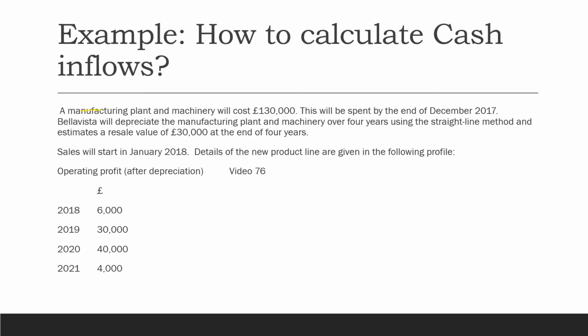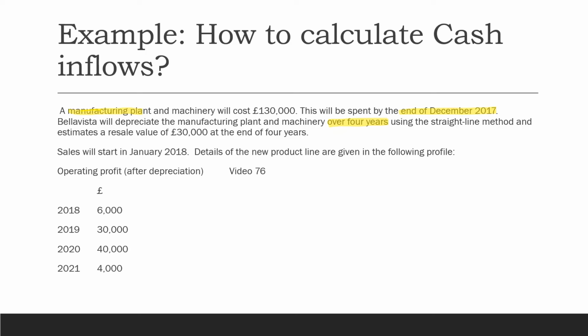So let's look at how we can calculate our cash inflows from the profit. So here is a company. This company is Belvista, and the company is buying machinery, manufacturing plant and machinery. The cost of plant and machinery is £130,000, and the company would be spending this money by the end of December 2017. The company is also providing you the information that this machinery is going to be depreciated over 4 years. So 4 years is the useful life of the asset.